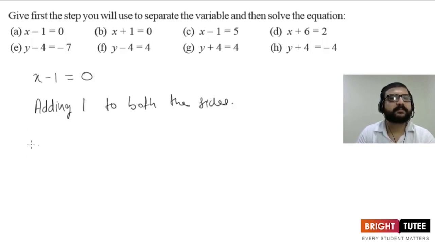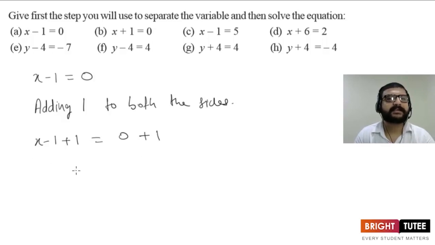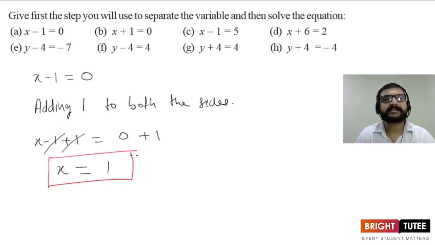Now let's add 1 on both the sides. We will get x minus 1 plus 1 is equal to 0 plus 1. Now by simplifying this, we can cancel minus 1 with plus 1 and we are left with x on the left hand side of the equation, and this will be equal to 0 plus 1, which is 1. So the final value of x is 1. Hence the solution of the first equation is x equal to 1.